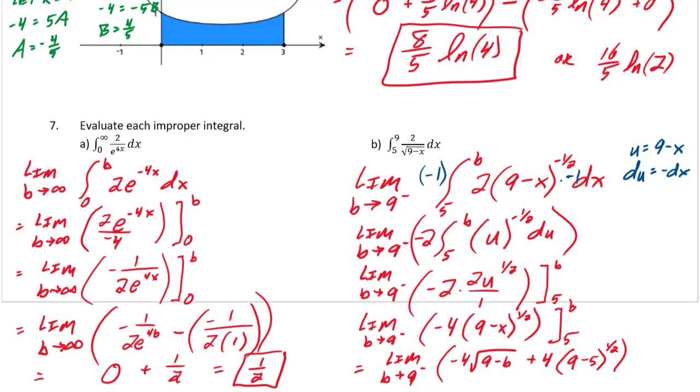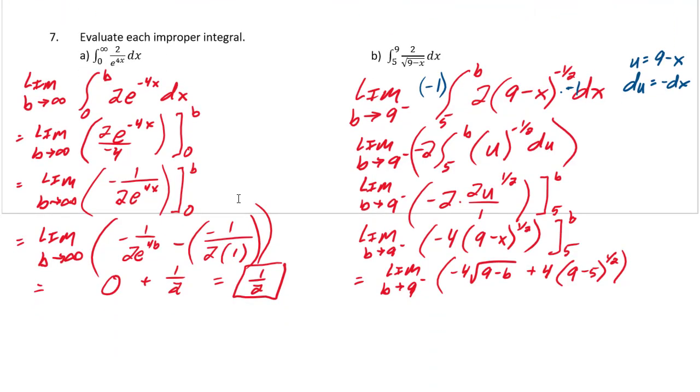So I'll scroll down just a little bit here and get the limit as b is approaching 9 for the first one. 9 take away 9 would be 0, so this was just going to turn into 0, plus 4 times 9 take away 5, which is 4. Square root of 4 is 2, and if I simplify that, that gets me my final answer of 8.